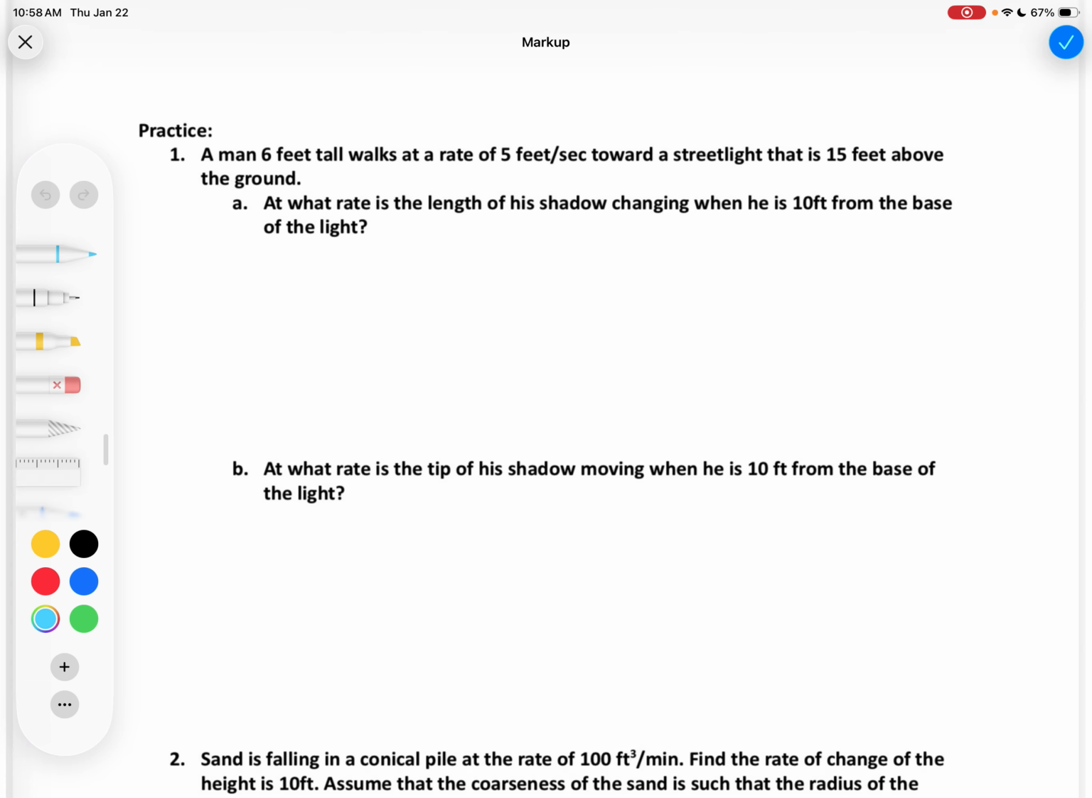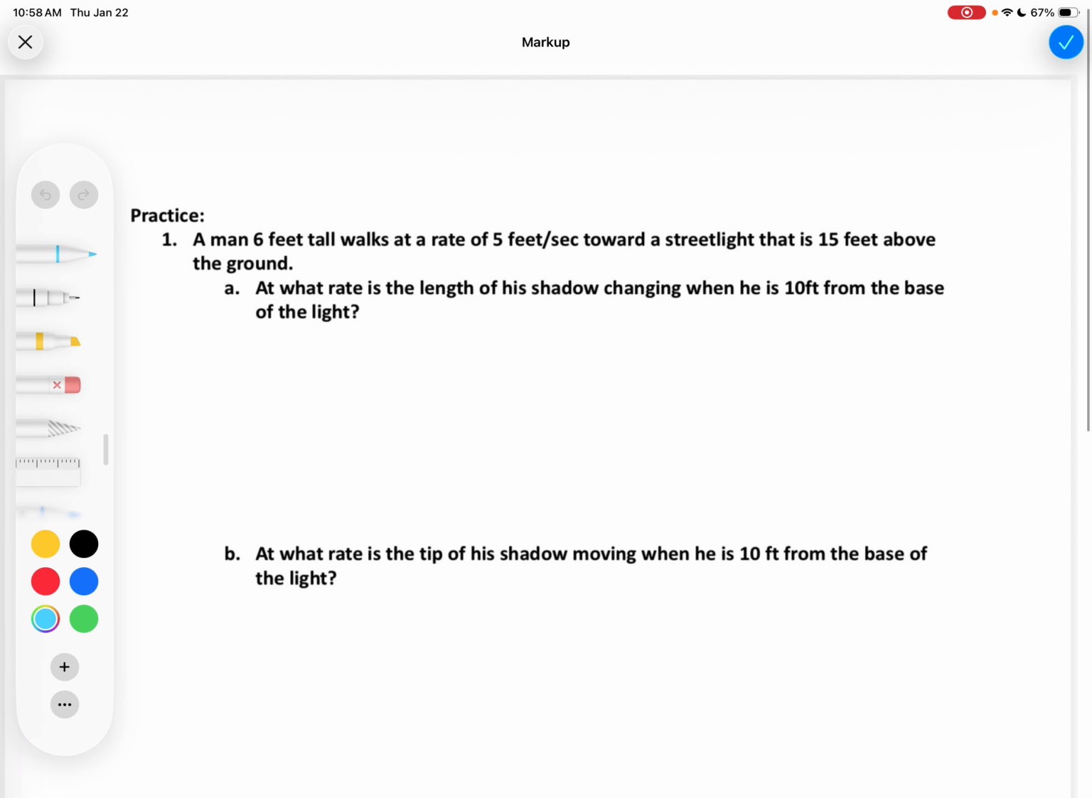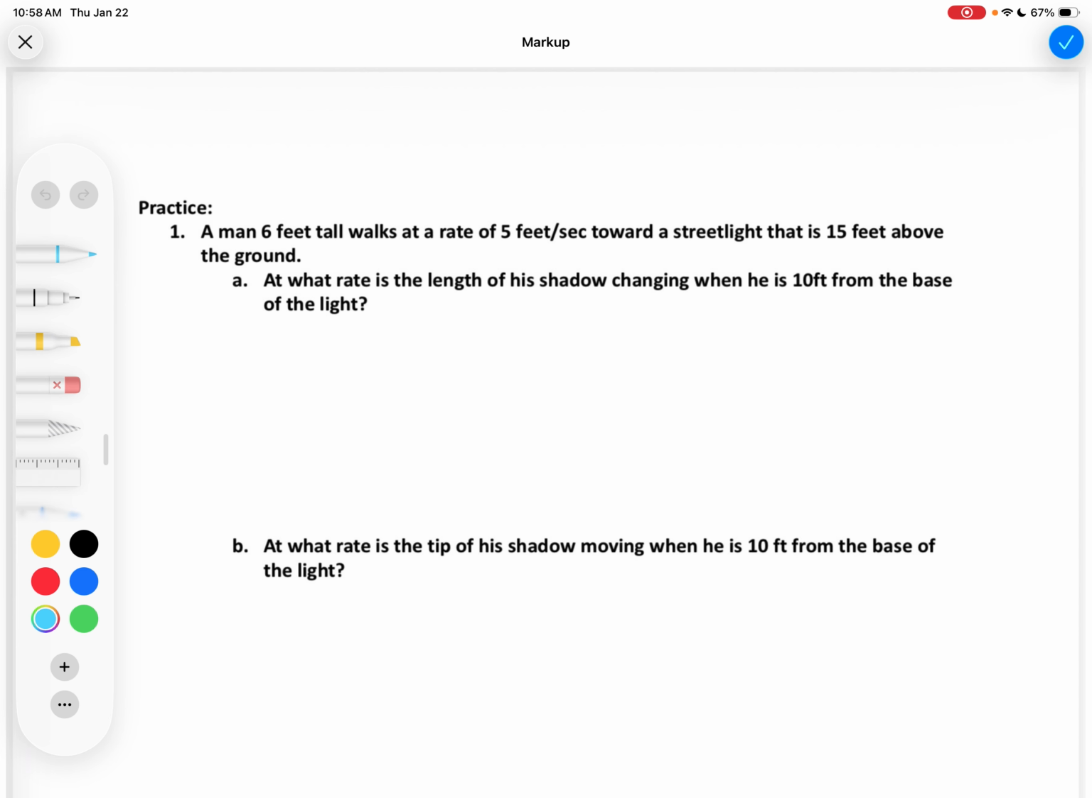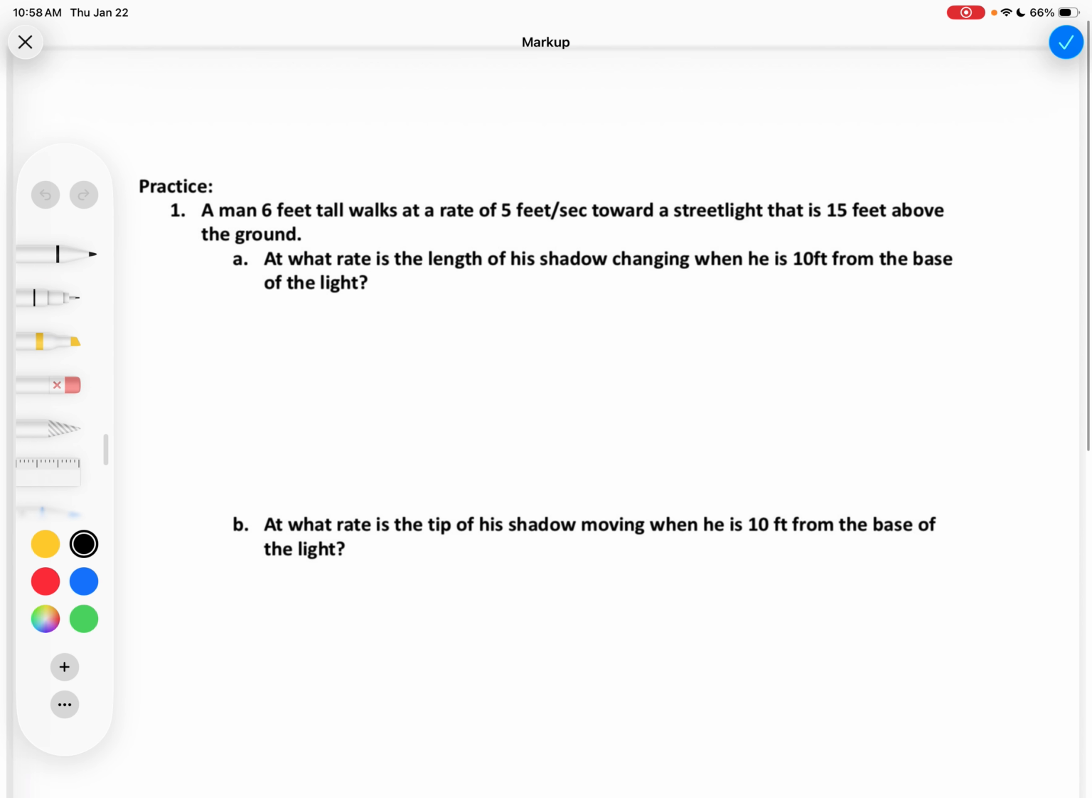a man 6 feet tall walks at a rate of 5 feet per second toward a street light that is 15 feet above the ground. At what rate is the length of his shadow changing when he is 10 feet from the base of the light? So I'm going to use this little area up here to draw out the situation that I have. So I've got my little street light here.